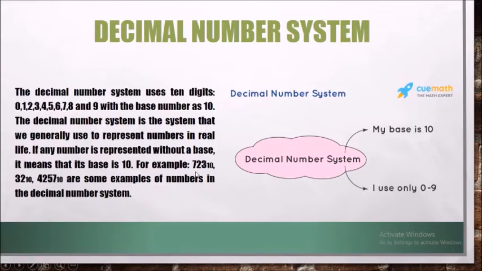For example, 723 base 10, 32 base 10. It can be written as 723 or 32 or 4257. That's totally fine without the base 10. Again, if there is no base, that means it is 10 by default. These are examples of numbers in the decimal number system. Okay, my base is 10. I use only 0 to 9.